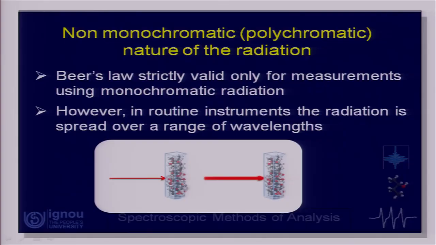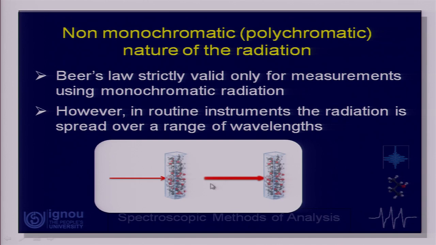But if it so happens that this is my absorbing species, but the radiation coming is polychromatic, that means there are radiations of different wavelengths passing simultaneously through the medium, in that case we find that the law does not hold. That is what I meant here. This is a container having my absorbing species, and this is my monochromatic radiation. It is a depictive one here.